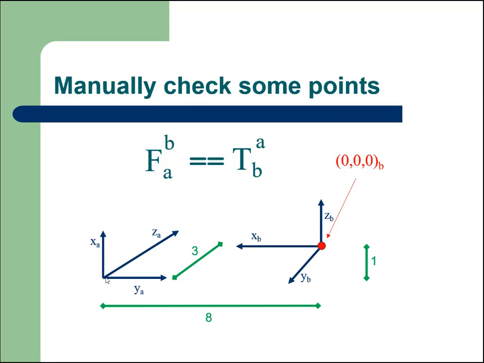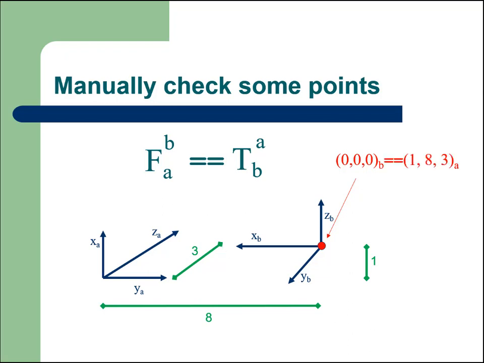Just eyeballing it, how far up is it? Well, the origin is 1 up, so x is going to be 1. The y is going to be this 8. And in the z direction, we're going to have 3. So it should just be 183.